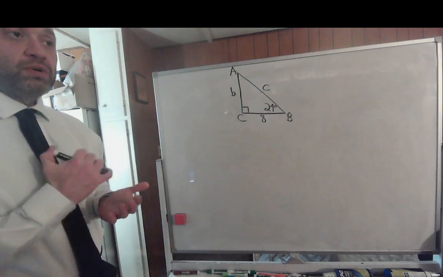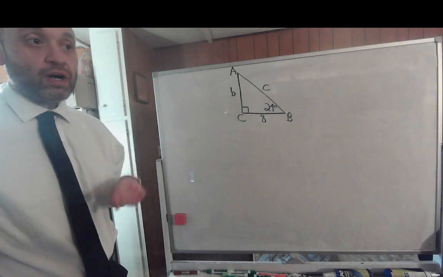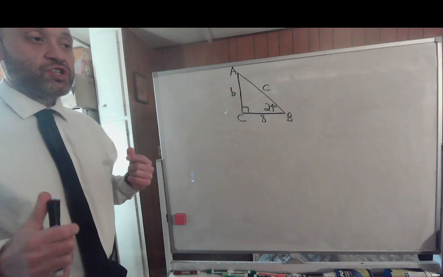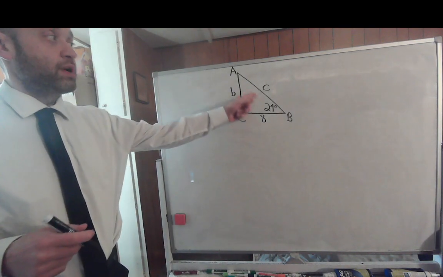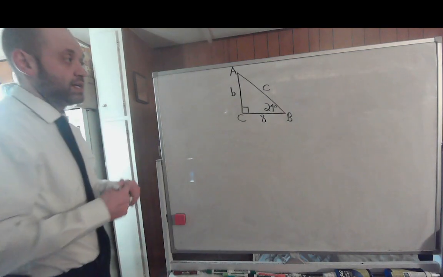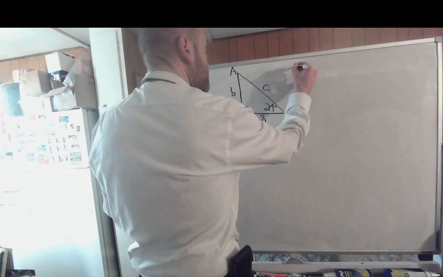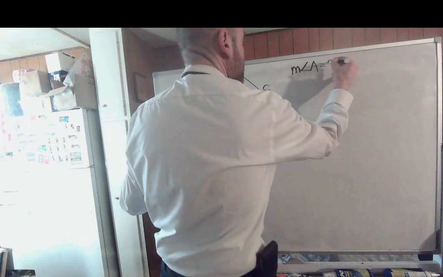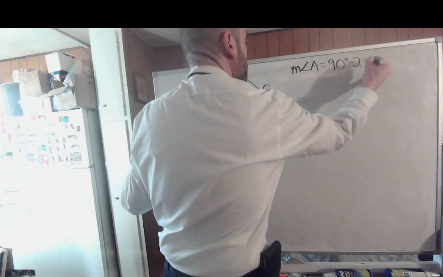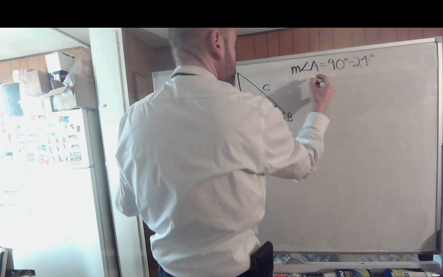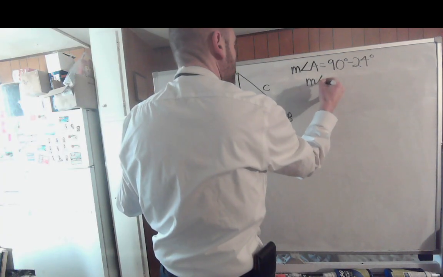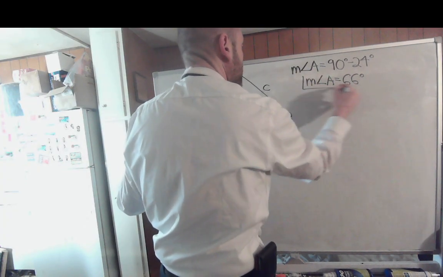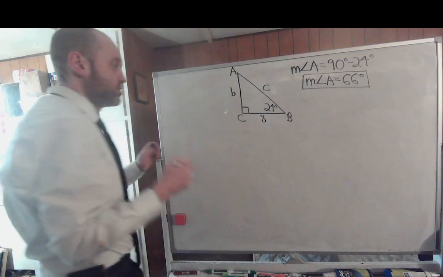Well, we know it's a right triangle, don't we? So we actually already have two angles. And if we remember from geometry, the other two angles of a right triangle are complementary to each other, meaning they add up to 90 degrees. So that means the measure of angle A is equal to 90 degrees minus 24 degrees, which means the measure of angle A itself is going to equal 66 degrees. So we already found the missing angle, the measure of angle A.